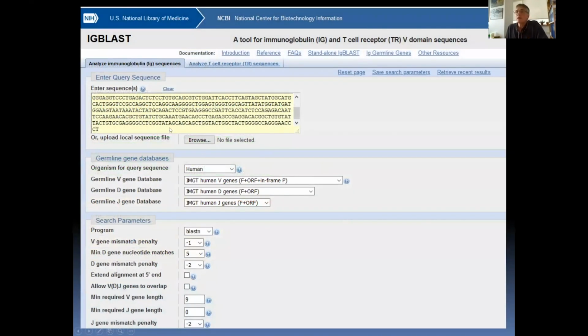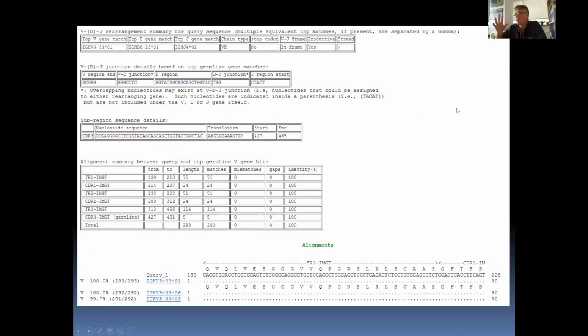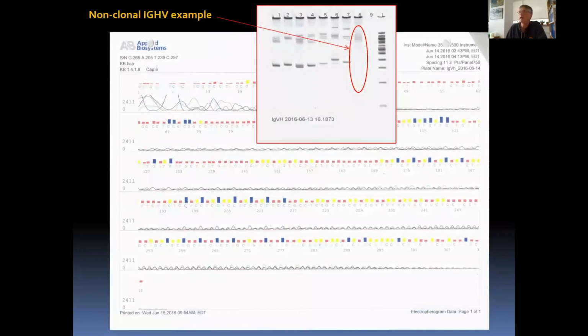We can do the same thing on the IgBLAST website from NCBI, and we will obtain a very similar result. Again, it's just formatted in a different way, but nevertheless, you can see that it is IGHV3-33, allele 01. You have the D fragment, the J fragment, and of course, over here, you end up with a 100% homology to the germline version. So the results are identical. And for the vast majority of cases, the results are identical.